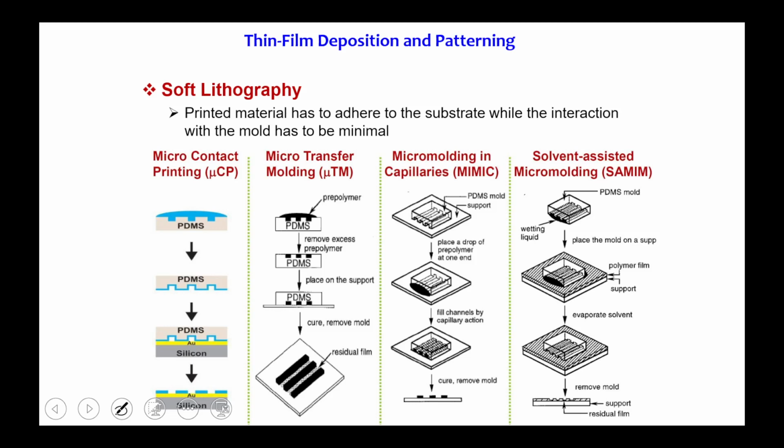This is soft photolithography. Printing material has to be added to the substrate while the interaction with the mold has to be minimum. Soft means that the interaction between the substrate and the printing materials is less. Otherwise, they may chemically interact and change the properties. The photoresist should not interact with the conductive polymers or semiconductor polymers. So use a photoresist that interacts less chemically with those layers. In that case, use soft photolithography.